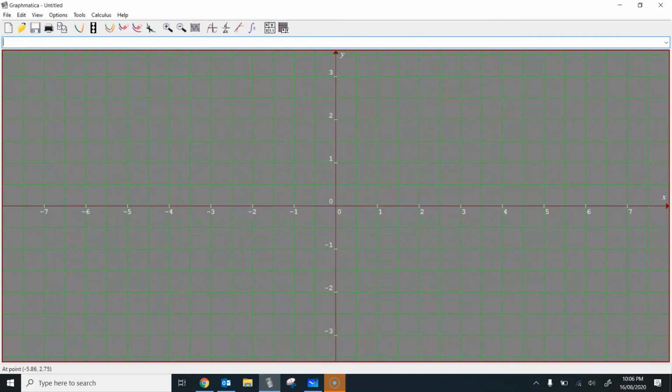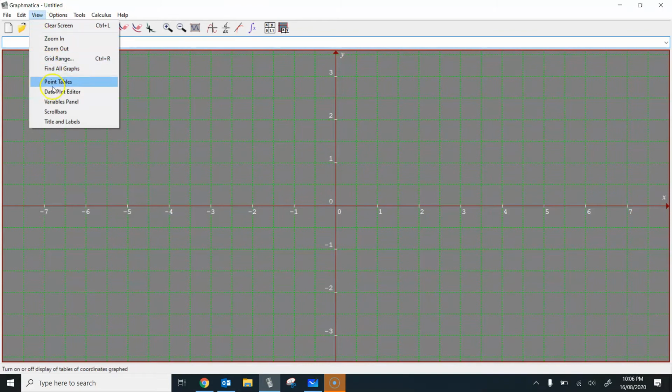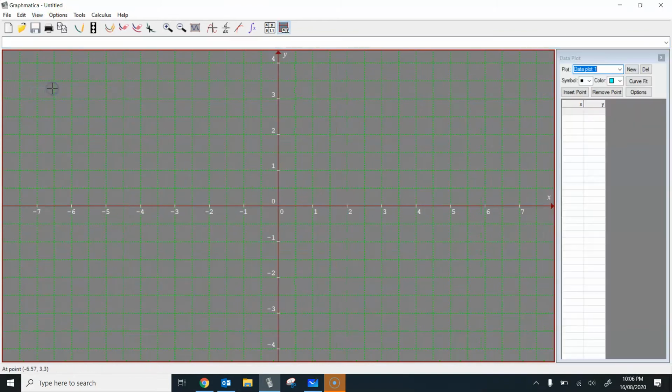And I'm going to plot those two points. If you remember how to do that, we go to View, and we go to Data Plot Editor, and we put in those points. So hopefully you have written them down or remembered them. So it's 0, 1.5. That was one coordinate. The other coordinate was 0.5, 0.5. And this is handy because you don't need to do any of that finding the gradient or y-intercept method.